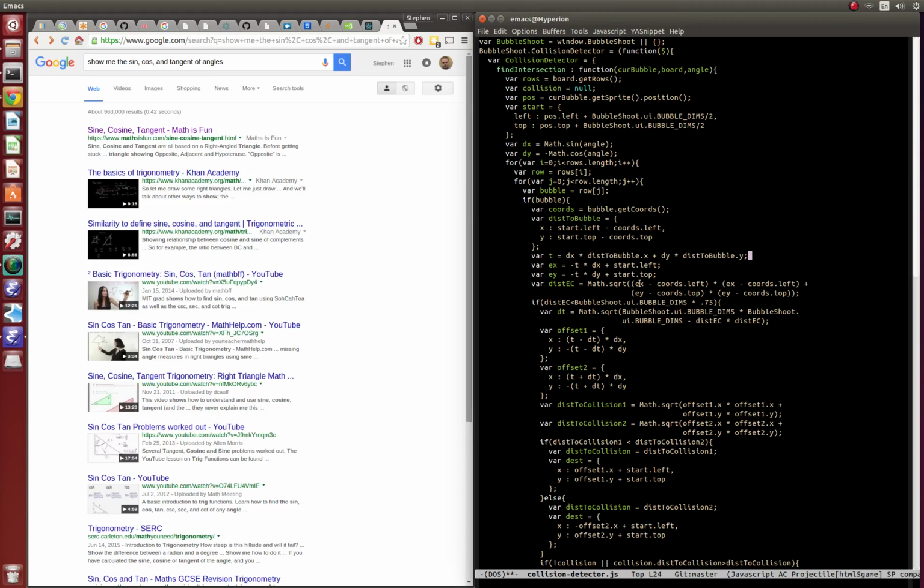Distance EC is EX minus coordinates left squared, plus EY minus coordinates top squared. Square root. So this is actually the Pythagorean formula. Square root of a squared plus b squared is the distance. Okay, so t is not the distance, whatever it is, which we kind of knew. I knew it wasn't the distance, but I don't really get intuitively what this represents.